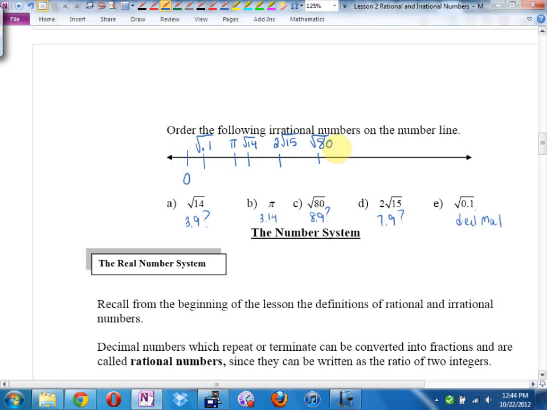They're in that order. I'm not sure how far apart they are from each other, but since they didn't give me any kind of a scale on the number line, I don't care. I know that's the right order. I know that the smallest of those 5 is root 0.1, and the biggest is root 80, and the other ones are in between somewhere.